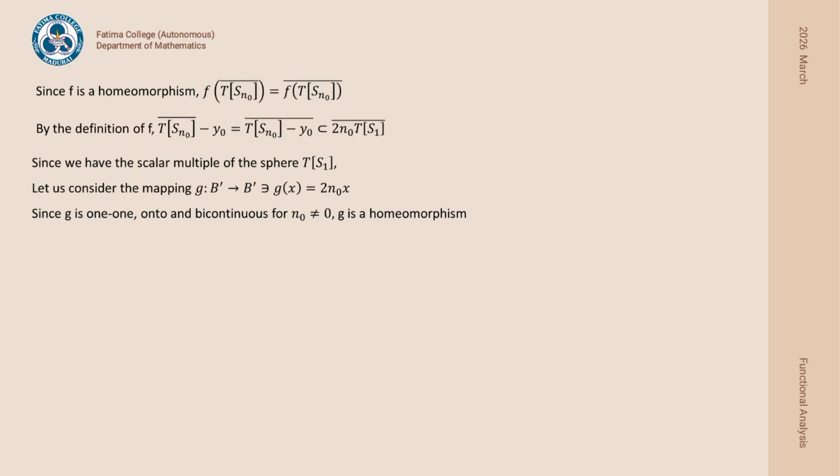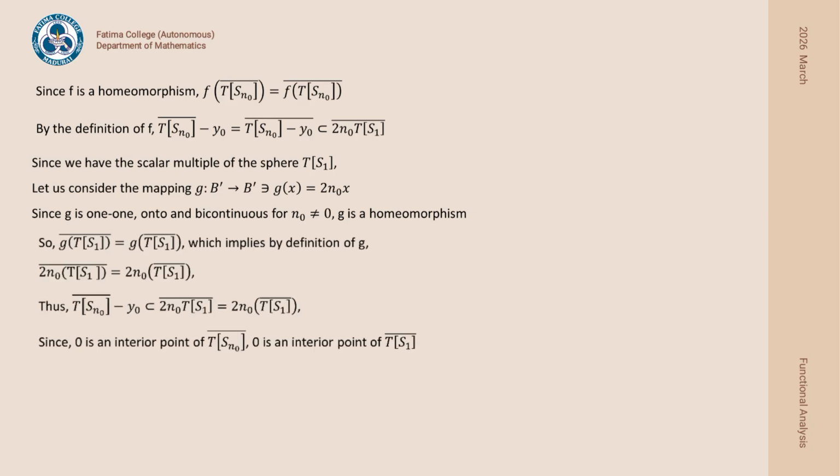Here it is clear that G is 1-1 on 2 as well as bicontinuous for n naught not equal to 0. Therefore, G is a homeomorphism. As G is a homeomorphism, again we can have G of T of S1 the whole closure is equal to G of T of S1 closure.